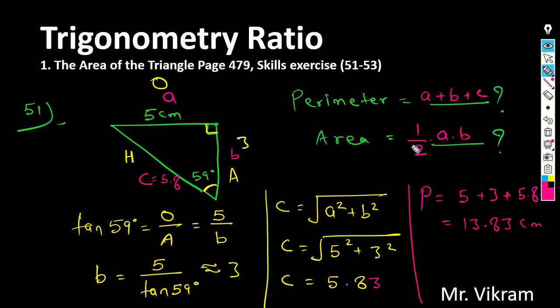Similarly, you can substitute values in the area formula and you will get your answer. So when you substitute in the area, let me solve, and you can pause the video and check by yourself. So area is 1/2, A is 5 and B is 3, and you will get 15 divided by 2, which will give you 7.50 centimeter square. That's it. That's how you will solve it.